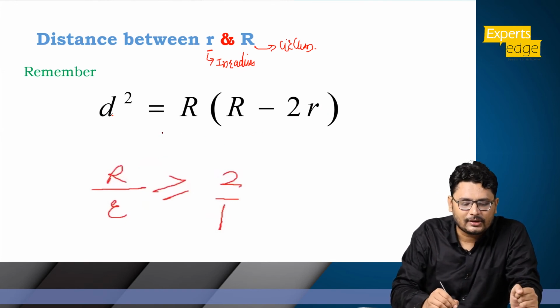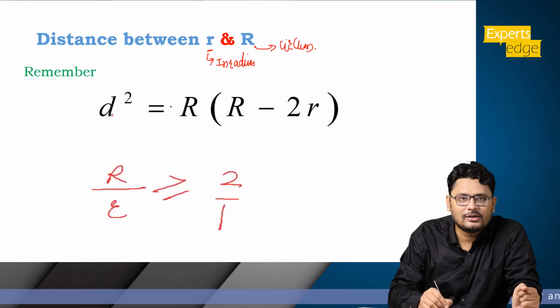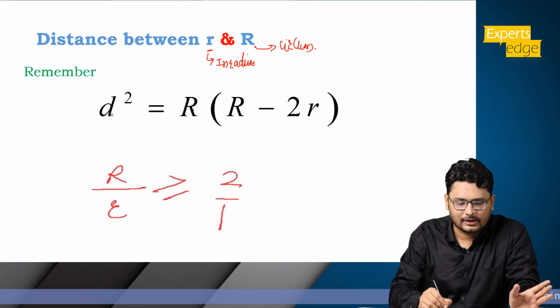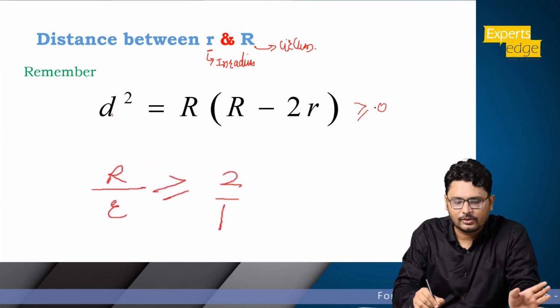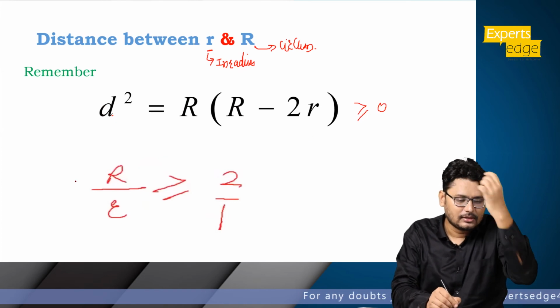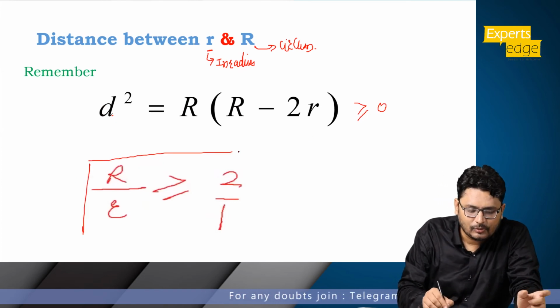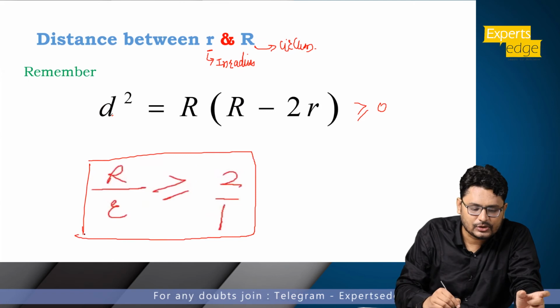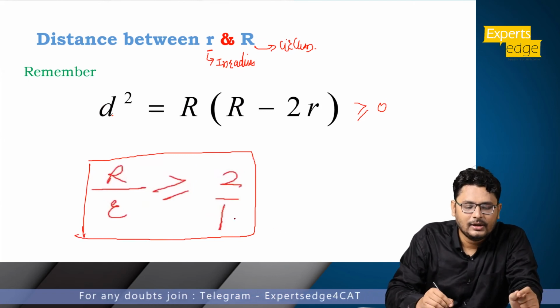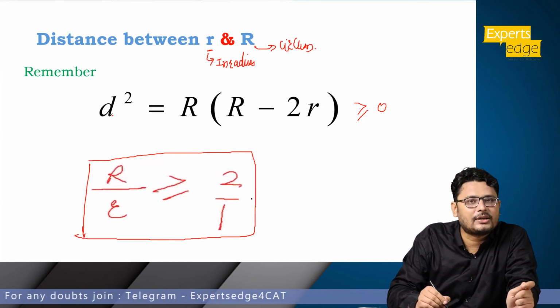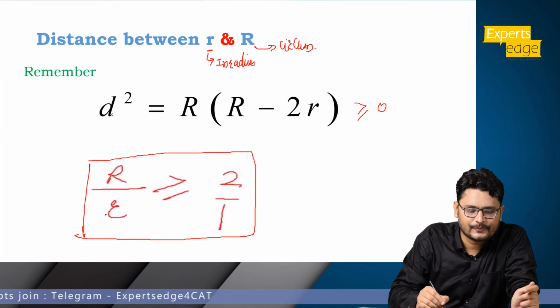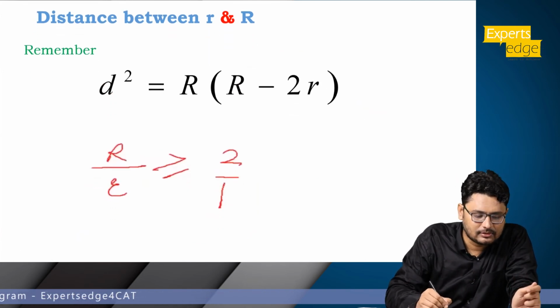You know that square, any square has to be greater than or equal to 0, right? So if I equate it with greater than or equal to 0, what I'll get is big R by small r ka ratio has to be 2:1. तो अगर मेरा inradius 1 है तो circumradius at least 2 होना चाहिए, right? So that is the concept. Let's do the question on this.